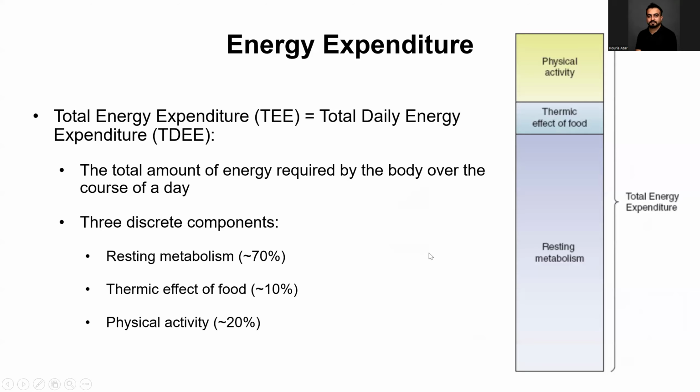And we have three discrete components or three primary influences. Resting metabolism accounts for approximately 70%. The thermic effect of food accounts for 10%, and physical activity accounts for 20 to 30%. And the resting metabolism is approximately 70%, but we can put a range here, 60 to 70%.